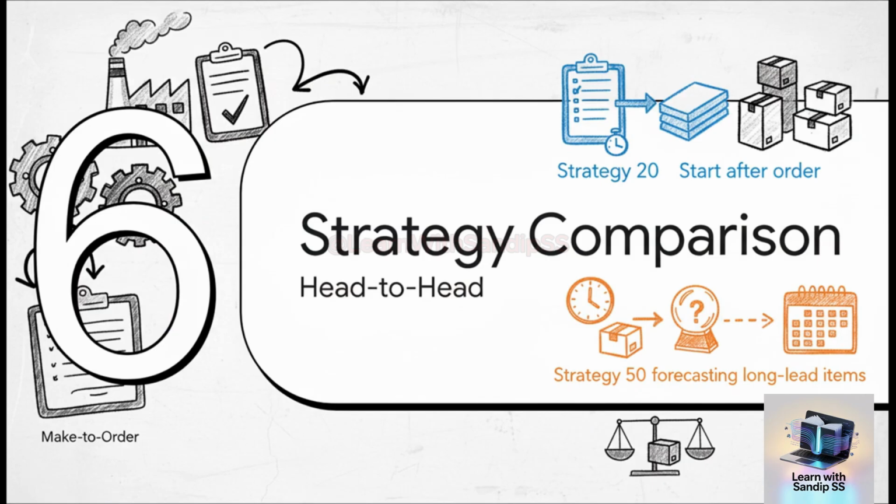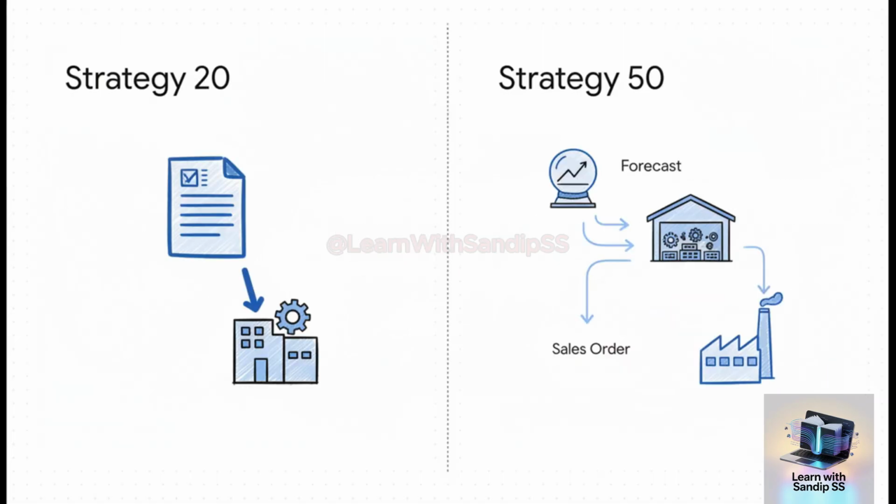All right, so now we've got our two main players. Strategy 20, the pure reactive approach, and Strategy 50, the proactive hybrid approach. Let's put them head to head so the choice becomes crystal clear. It really all boils down to one thing, the trigger, what kicks off the process. For Strategy 20, it's a real sales order, period. For Strategy 50, it's a forecast, a planned independent requirement. That single difference is what should guide your entire decision.